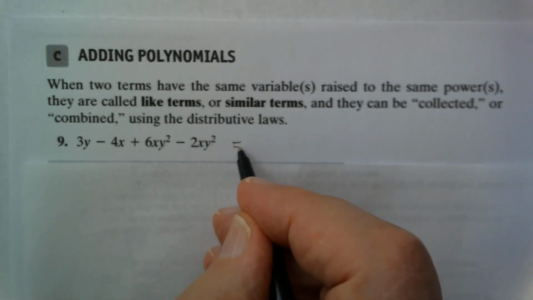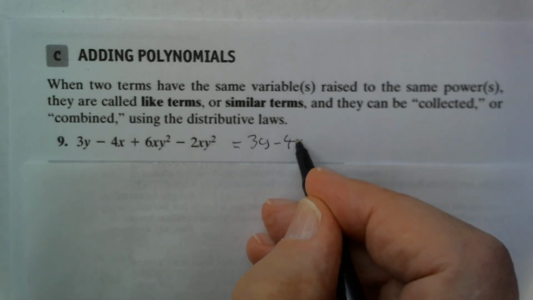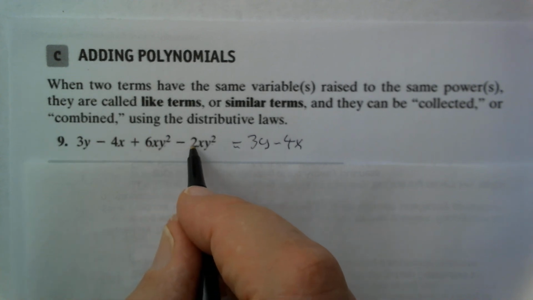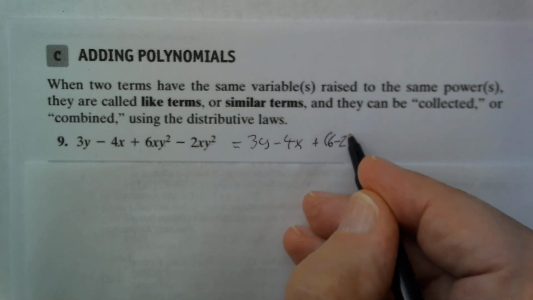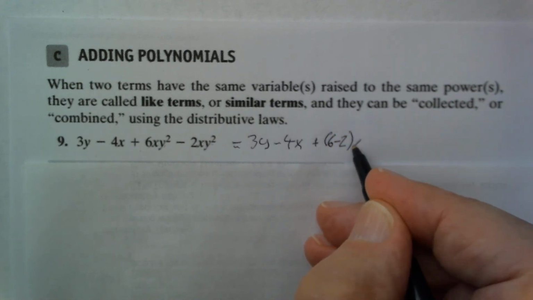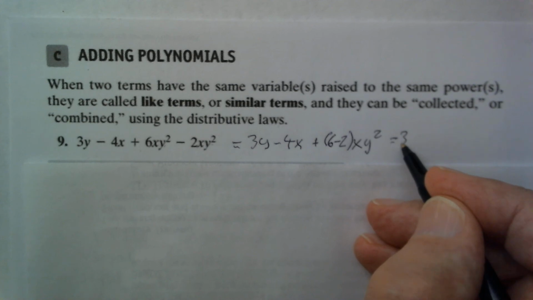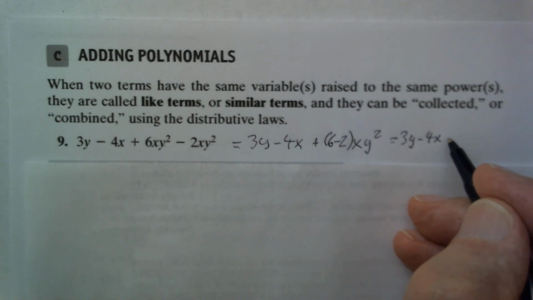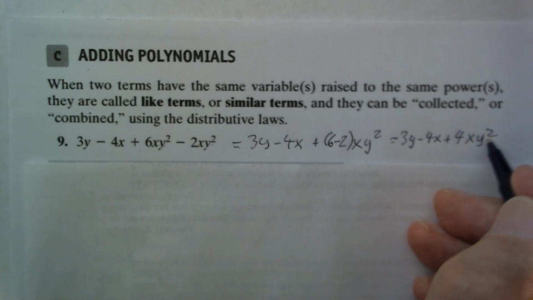When we combine like terms, we leave 3y minus 4x alone because they cannot be combined. And then we simply subtract or add the coefficients. So the coefficient is 6 and the coefficient is minus 2. So plus, I'm going to be very explicit, 6 minus 2 xy squared. Finally, our answer is 3y minus 4x plus 4xy squared.